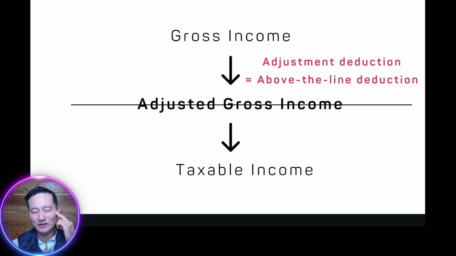I always wonder, why is an adjustment deduction called an above the line deduction? The answer is that magically there's some invisible line that runs across adjusted gross income, where a deduction above that imaginary line is called an above the line deduction. Below that is a below the line deduction.